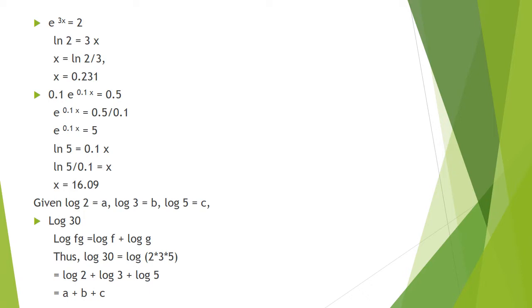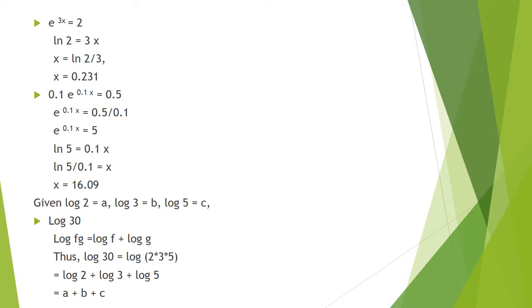Next, e raised to power 0.1x is equal to 0.5. Now put this in an equation format to solve it further: e raised to power 0.1x is equal to 0.5 divided by 0.1, and now you have e raised to power 0.1x is equal to 5. Solving it further we get ln 5 is equal to 0.1x, and ln 5 over 0.1 is equal to 16.09. This is the answer. Next we have further examples.